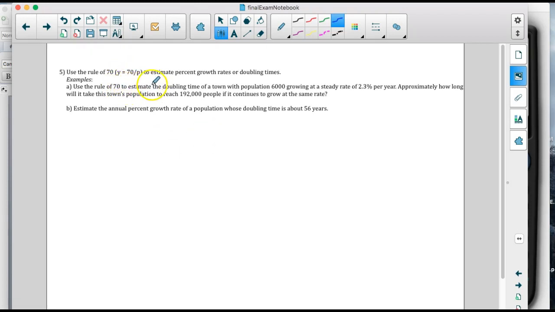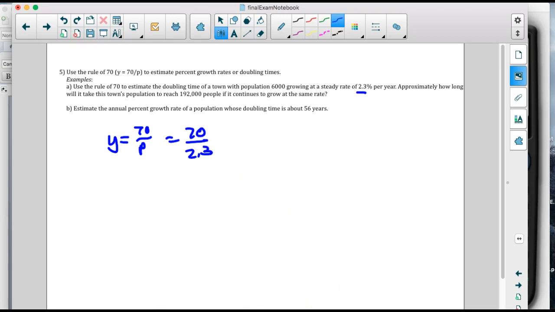So it says use the rule of 70 to estimate the doubling time. From a population of 6,000 and a steady rate of 2.3%, approximate how long it takes to reach 192,000 if it continues at that rate. So what we would do there is take our formula for doubling time: y equals 70 over p. And we would put the percent in there, which is 2.3%. So the answer is 70 divided by 2.3.